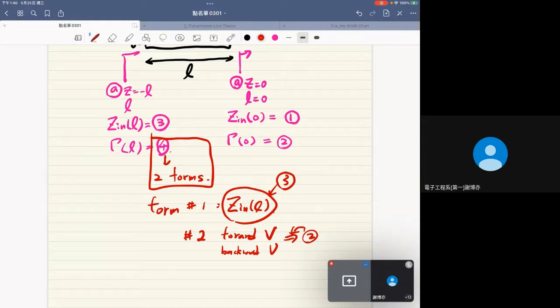Okay, so let me repeat. Basically, you need 4 parts of the answer. But for number 4, there are 2 forms. The first form is related to number 3. The second form is related to number 2. So actually, you have 5 answers. Okay, let me see Lin Dinsen's answer.